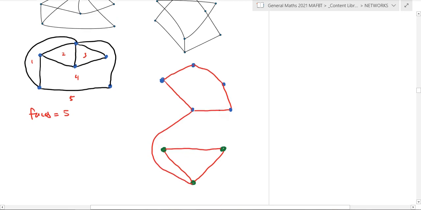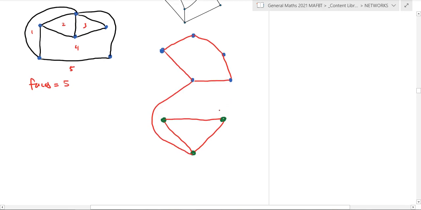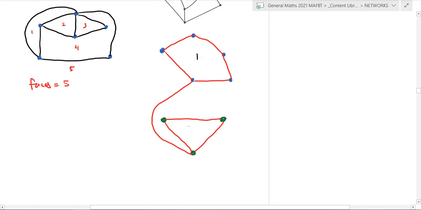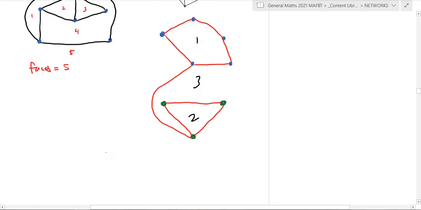So how many faces does this graph have? Well, let's count them. I've got 1, 2, and the outside 3. So the number of faces here would be 3. Okay, 3 faces.